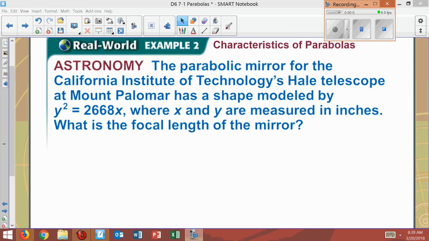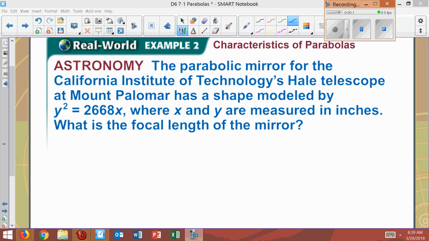Example 2, characteristics of parabolas. The parabolic mirror for the California Institute of Technology's Hale telescope at Mount Palomar has a shape modeled by this equation here, where x and y are measured in inches. What is the focal length of the mirror?